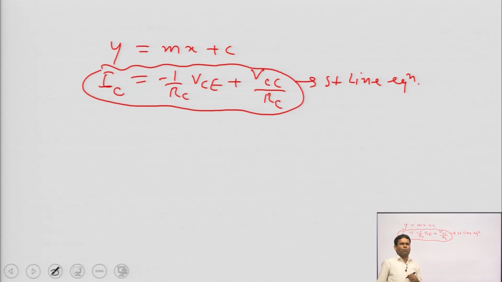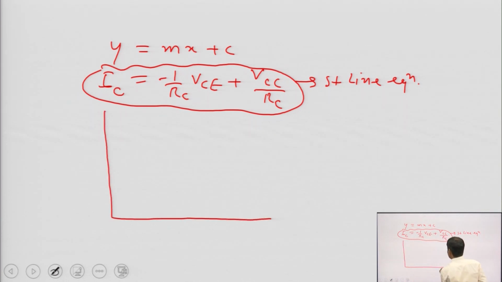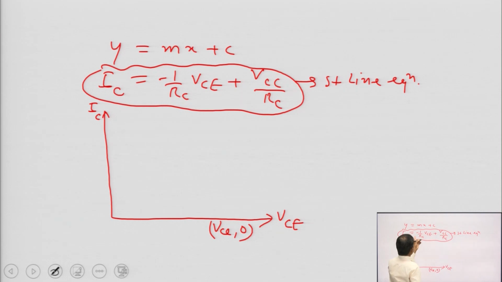We can draw any straight line by taking 2 points only, by calculating the coordinates of 2 points. Now, we can easily calculate the coordinates of 2 points. This is VCE and this is IC. At the x axis the value of IC is equal to 0. When IC is equal to 0, then what will be the value of VCE? The value of VCE is equal to VCC here. This coordinate is VCC comma 0. We can easily calculate this value.